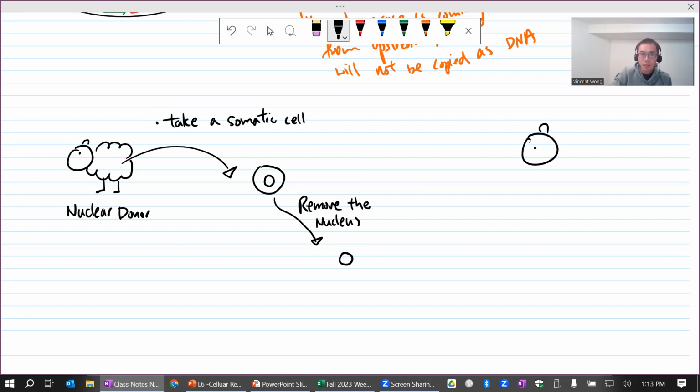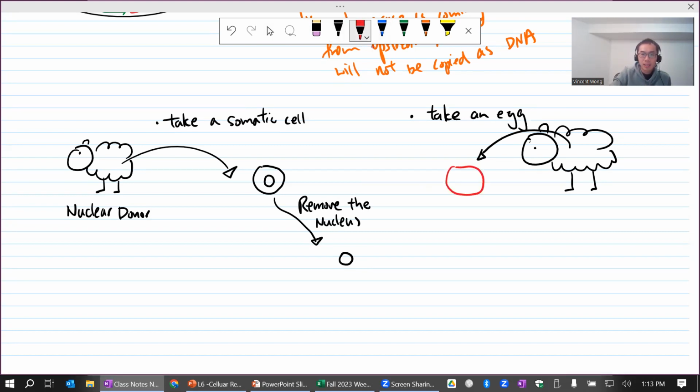Then we have another sheep here. Okay, also a female sheep. And what they did was they take an egg. Okay, they take an egg. Just gotta draw the egg in red. Now, egg only has half the genetic material. Think about it, right? We have 46 chromosomes. Eggs has 23. Sperm has 23. Sperm meets the egg. That's 23 plus 23. The baby has 46, right? So eggs and sperm only have half the genetic material.